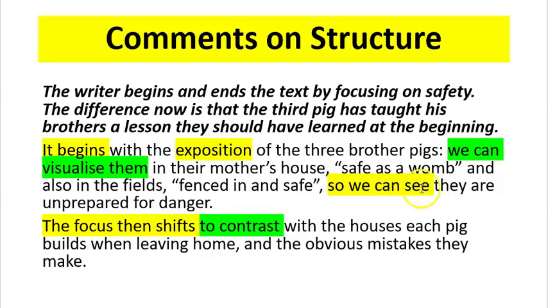Now hopefully you've noticed the repetition of we here. That's where I'm showing the examiner I'm writing about how it interests the reader. And I don't use the word interesting, okay, because that's not really what the author is ever trying to do. It's trying to make us see things in particular ways. Yeah, and that's why I've used the word see and the word visualize. The focus then shifts, that's my structural thing again, to contrast.